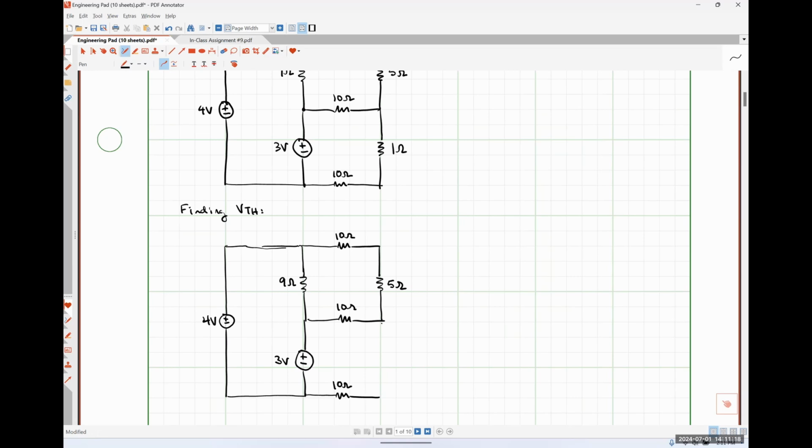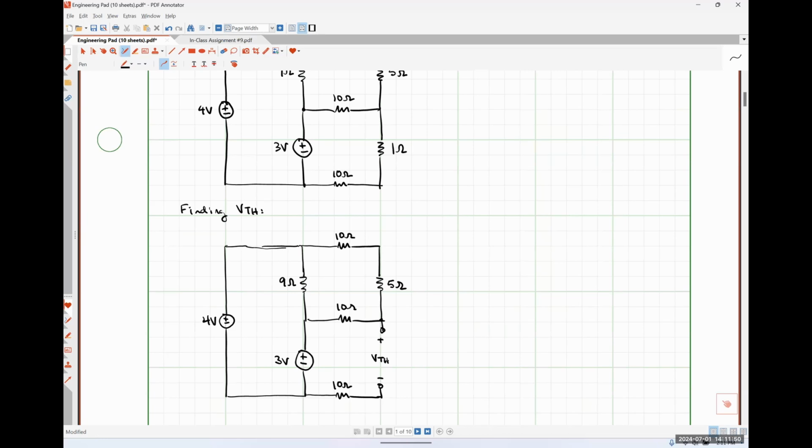I typically tend to put a set of terminals where the resistor or element of interest was, to let me know, hey, this is what I'm looking at. And so I've drawn these terminals here, and our Thevenin voltage is defined as the open circuit voltage seen across this set of terminals. Now, I'm going to choose to represent that voltage with positive polarity on top.